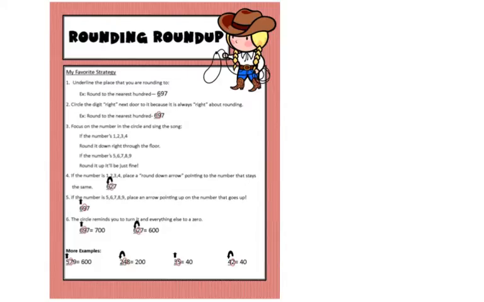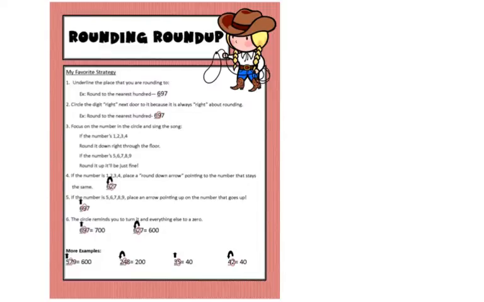Here are some general strategies for rounding if they tell you which number to round to. If not, like they do in the majority of Study Island problems, then I'm going to give you some tips for when they don't tell you also. So if they do tell you what place value to round to, you're going to underline that place value. Then you're going to circle the digit to the right because it is always right about rounding. It's going to tell you what to do.